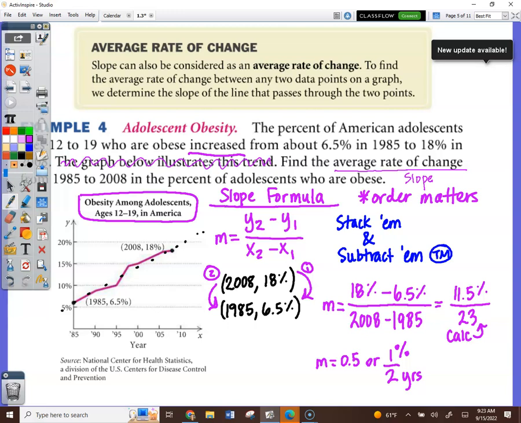I can't wrap my mind around 11.5 every 23 years. That doesn't translate to me. But I can understand a 1% increase every 2 years. So the way you get it is just to divide the fraction to get a nicer decimal, and then put it back in fraction form to be able to read it. No, this was years. Remember, look back at what these were. These were years. So 1% increase every 2 years.